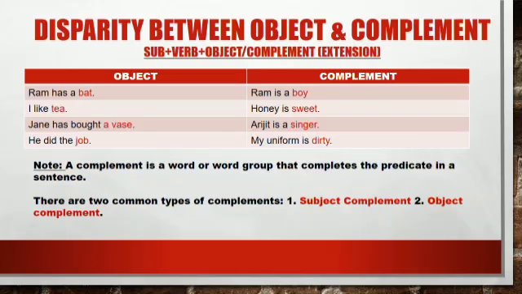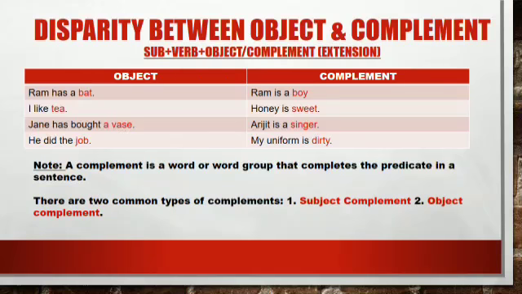Ram has a bat. So Ram and bat, it is not equal. On the other hand, in the complement section, here you can find it out. Ram is equal to boy. Ram is a boy. Ram is equal to boy. Means the word boy refers to Ram. But in the first column, here you are finding Ram has a bat. Bat doesn't refer to Ram. Ram is a different thing.